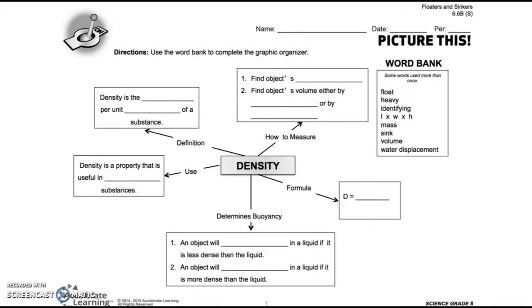Hello, this is Mr. Brandenberger, and we're going to talk today a little bit about density. You started learning about density in the 6th grade, and then this year in the 8th grade, you've done a little bit more with density.